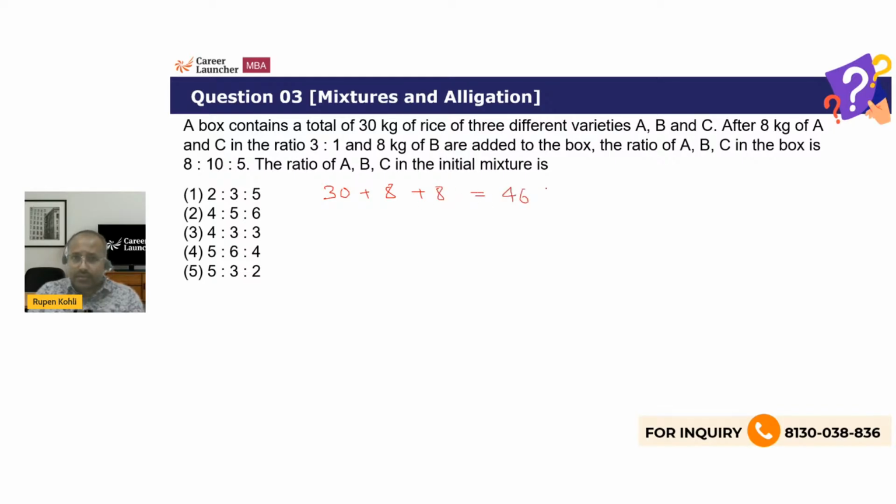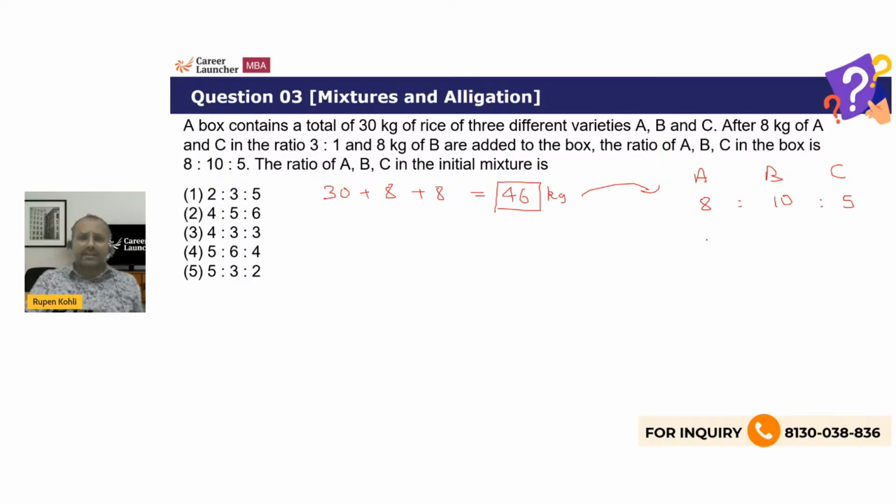46 is the total weight in kg of the final mixture, which is split across A, B, C in the ratio 8 is to 10 is to 5. So you need to split 46 in this ratio of 8 is to 10 is to 5. I think that's very basic. 8 plus 10, 18 plus 5, 23. 23 into 2 is 46. So just double these numbers. Those are the actual weights in kilograms.